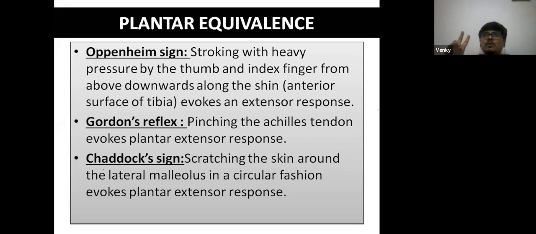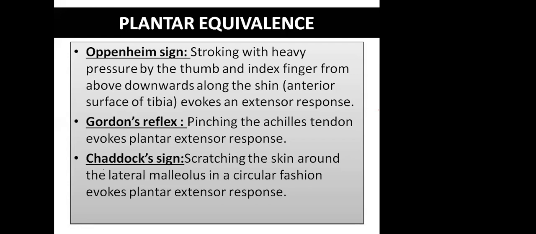In the upper limb, there are two responses. One is the Hoffmann sign and the other is the Wartenberg sign. See the Hoffmann sign. Are you able to see my hand? See my left hand, okay? Able to see my hand now? Yes, sir.